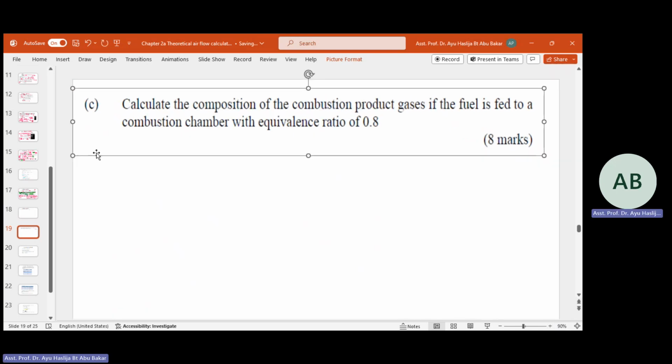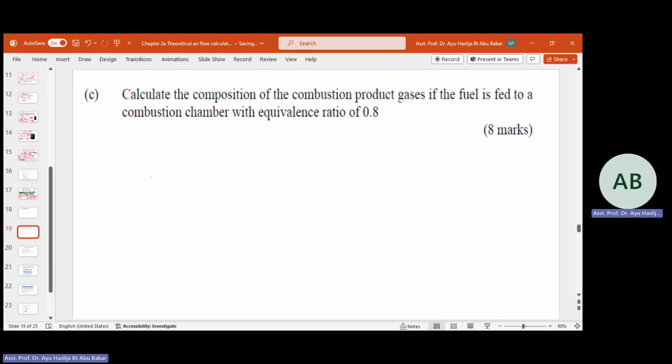Okay, part C asks you to calculate the composition of the combustion product gases if the fuel is fed to the combustion chamber with an equivalence ratio of 0.8. Okay, the composition of the product gases. I think this one we KIV first, because it belongs to the next chapter. Okay, we KIV this question first. Once we finish that topic, we come back to this.